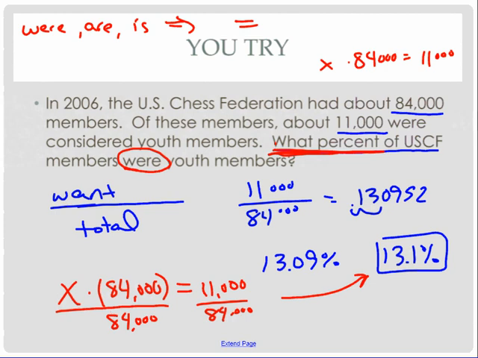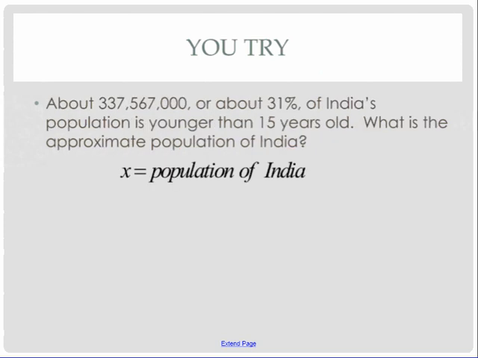All right. Okay, this was the one that I was thinking of earlier. This one's actually kind of tricky. Go ahead and give it a go. If you can change this from an English sentence into a math equation, then you're pretty good. So give it a shot. See what you can come up with. "337,567,000, or about 31% of India's population, is younger than 15 years old. What's the approximate population of India?"